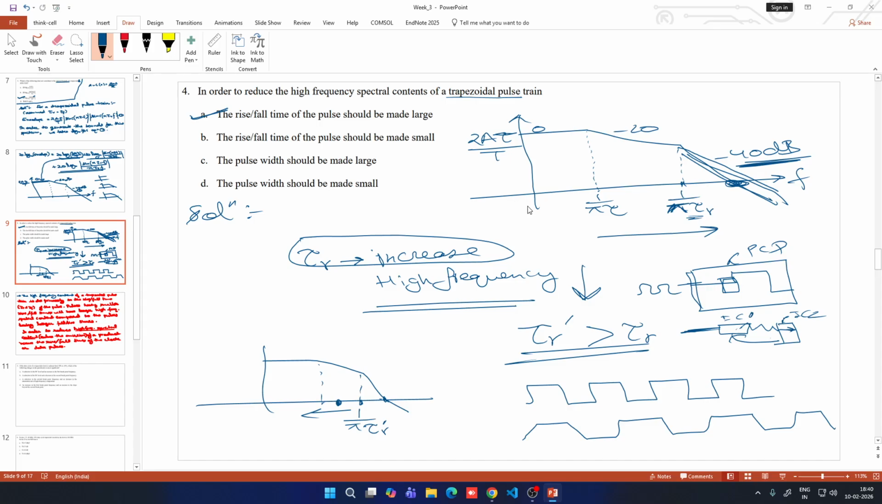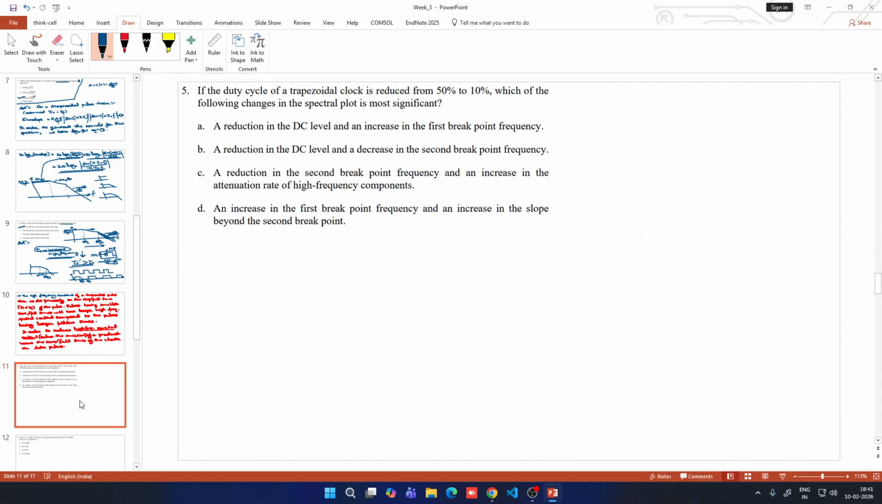So that's why we are studying these spectral bounds for a trapezoidal pulse train. If you want to reduce it, one thing we can do is increase the rise and fall time of the pulse. So this is tau f and this is tau r. If you want to reduce it, we can increase this. So here the correct option is option A. Now we will move on to question number 5.